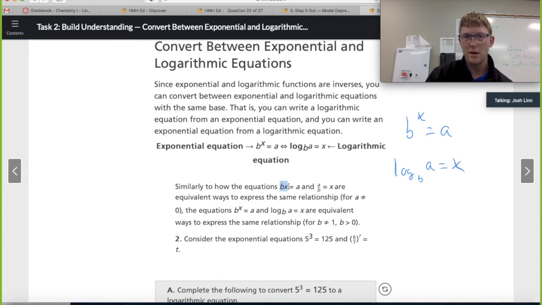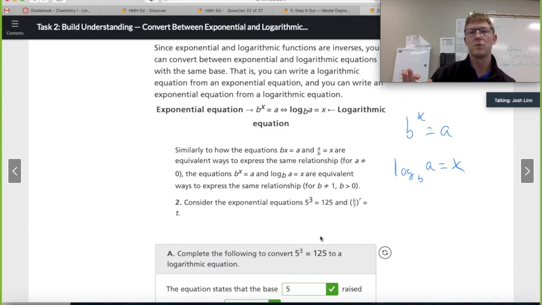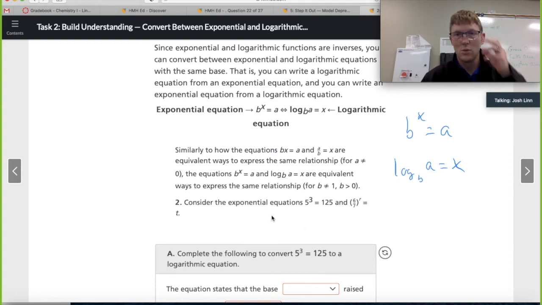So they gave an example, b times x equals a, and a divided by b equals x. They are equivalent ways to express the same relationship. In the same way, b to the power of x equals a, and log base b of a equals x are equivalent ways to express the same relationship. So they can be used, I don't want to say interchangeably, but they express the same relationship between these numbers. And being able to switch between them is very helpful in dealing with different situations in our mathematical world.